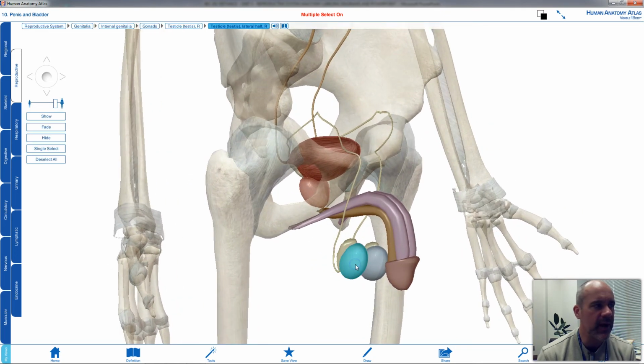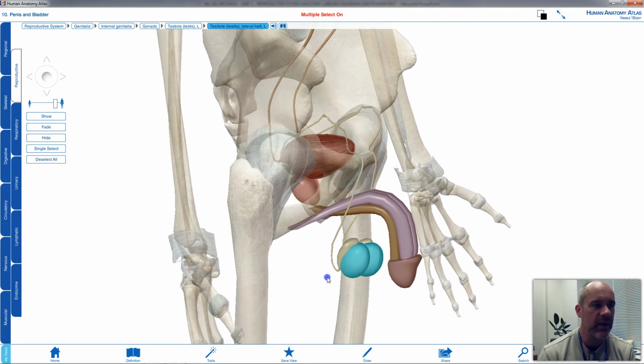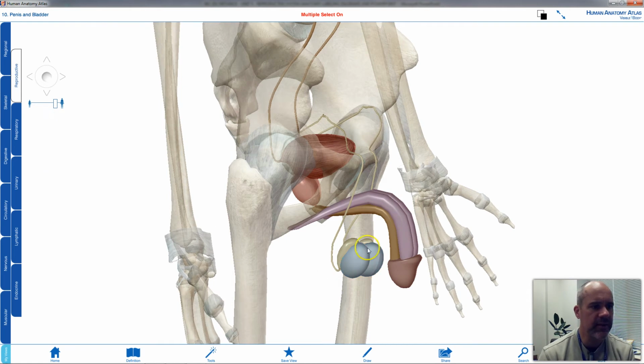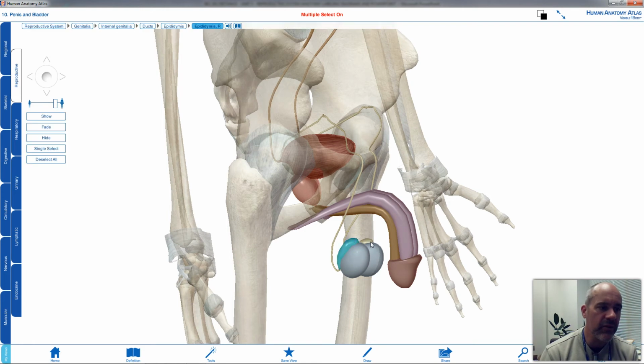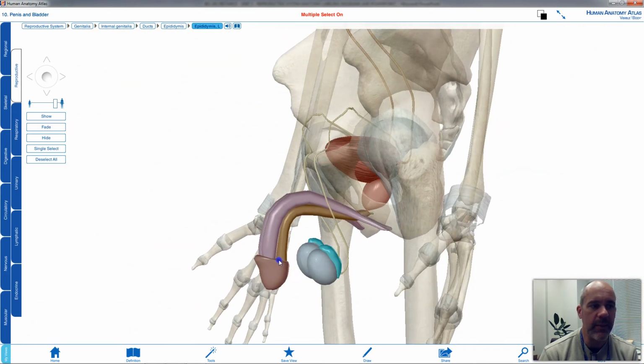All right, so right there and over here as well, you have your two testes that we were just talking about. So those are the sites of your sperm cell production. I'm going to deselect those. All right, so sperm cells are first made there, and then they enter this structure, and you got another one over there behind the left testis. Each of those is called an epididymis.